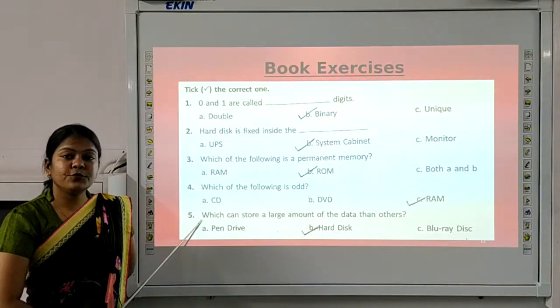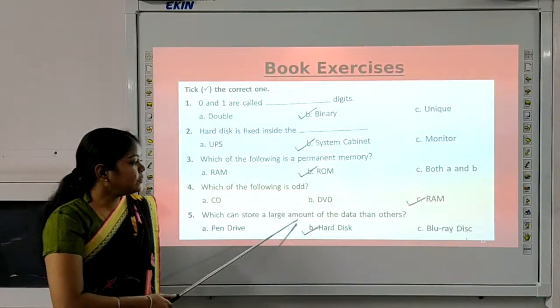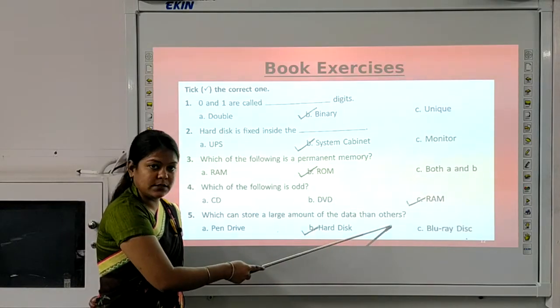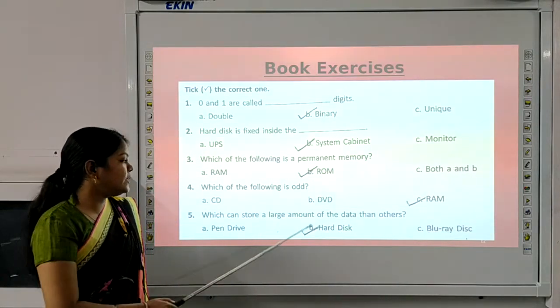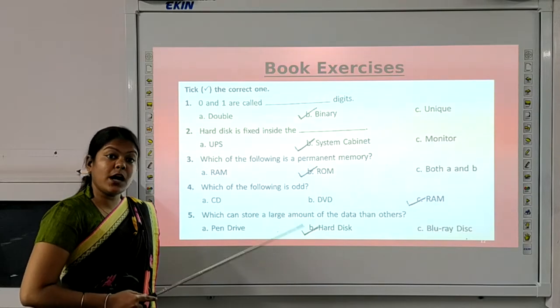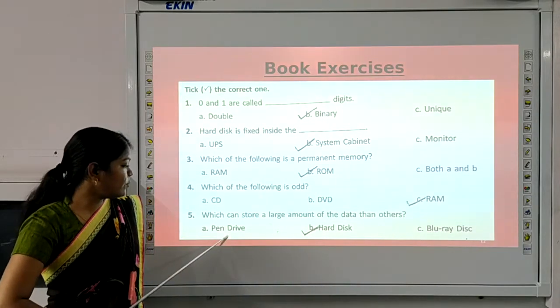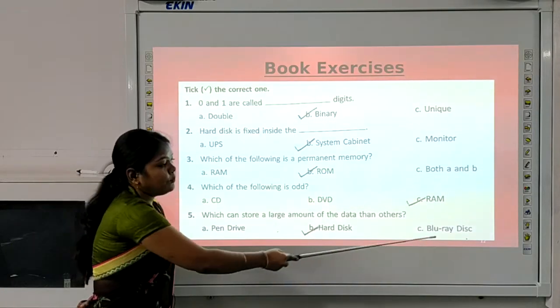Next question is which can store a large amount of data than others. Okay, so you have to find out which device is used to store the large amount of data. The options are pen drive, hard disk and Blu-ray disk.